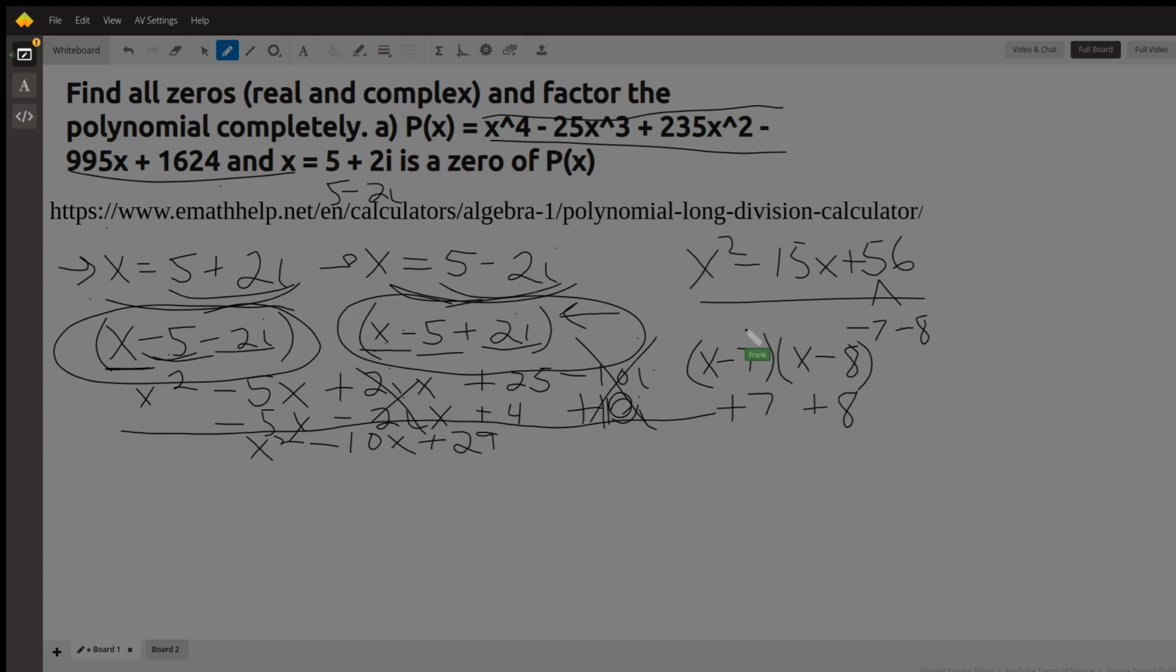So the zeros are 7, 8, 5 plus 2i, 5 minus 2i, and the factors are x minus 5 minus 2i, x minus 5 plus 2i, x minus 7, x minus 8. And you're going to have to do polynomial long division. This polynomial that you made with those first two factors, you're going to use that to divide the original, and then you get this quadratic, which then you can factor. So there it is.